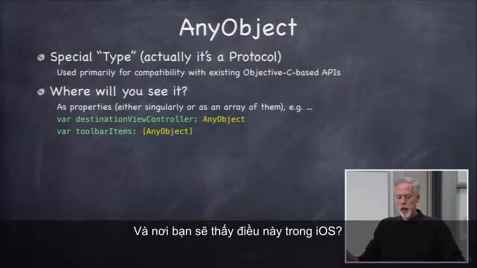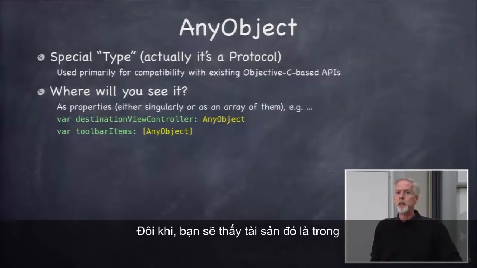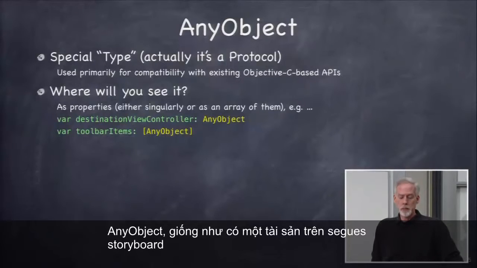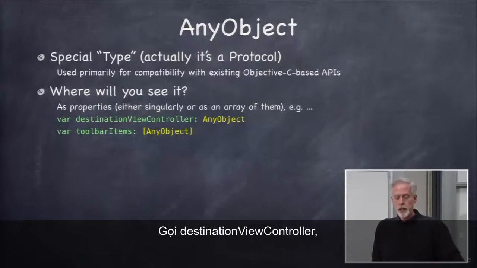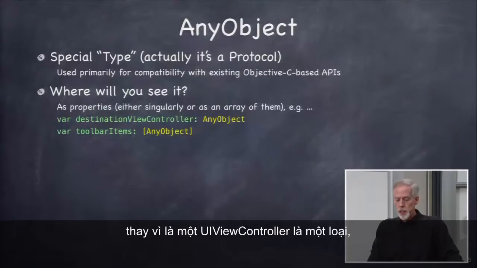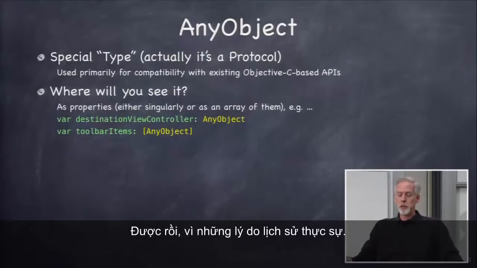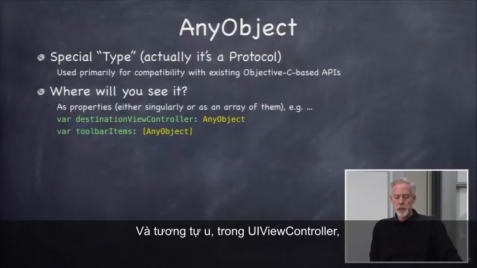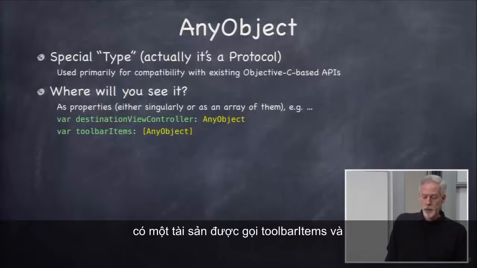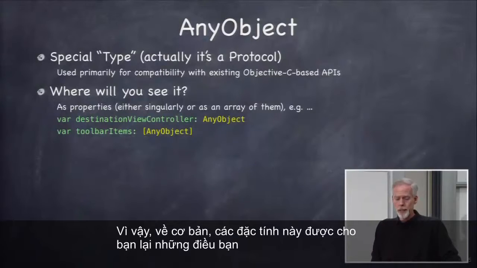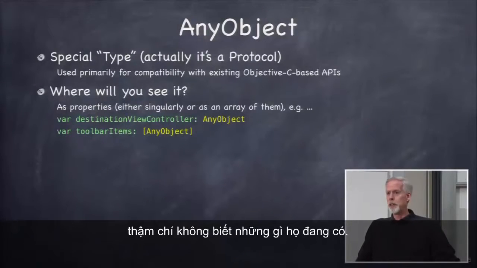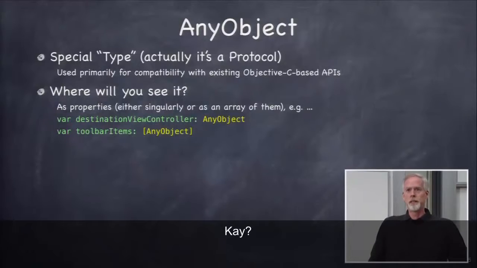And where will you see this in iOS? Sometimes you'll see properties that are AnyObject, like there's a property on storyboard segues, which we're going to talk about next week, called destinationViewController. Instead of being a UIViewController, it's of type AnyObject, for historical reasons, really. And similarly, in UIViewController, there's a property called toolbarItems, and it returns an array of AnyObject. So basically, these properties are giving you back things you don't even know what they are.